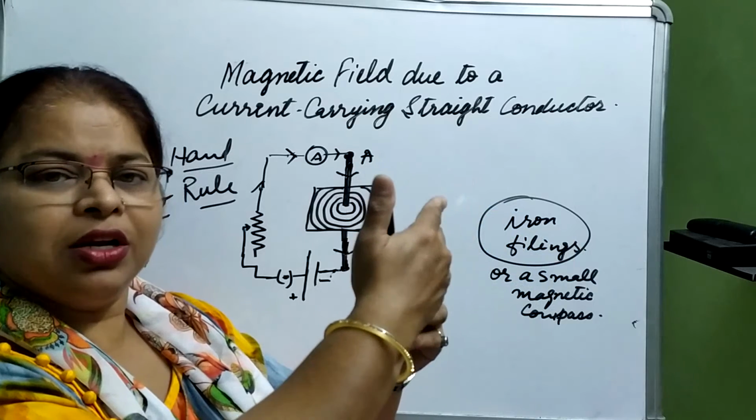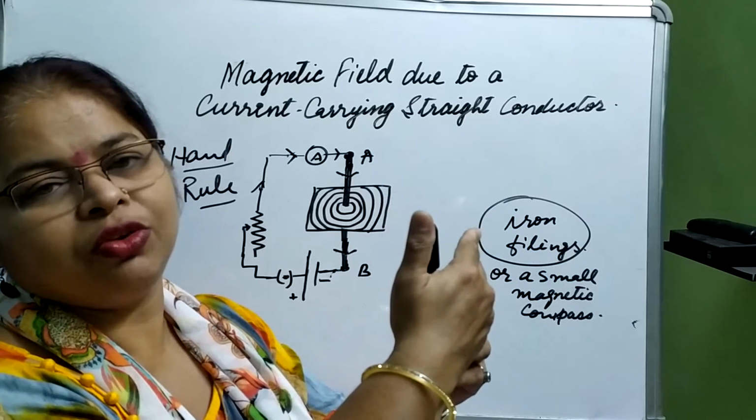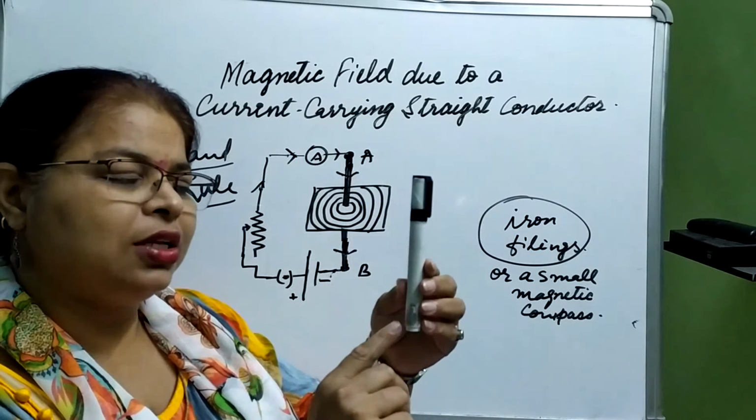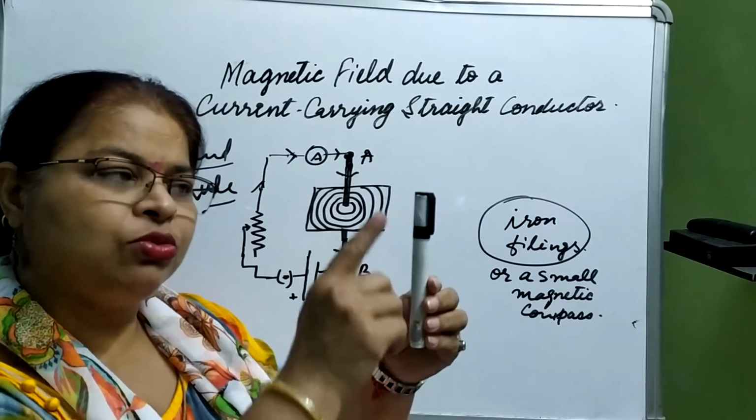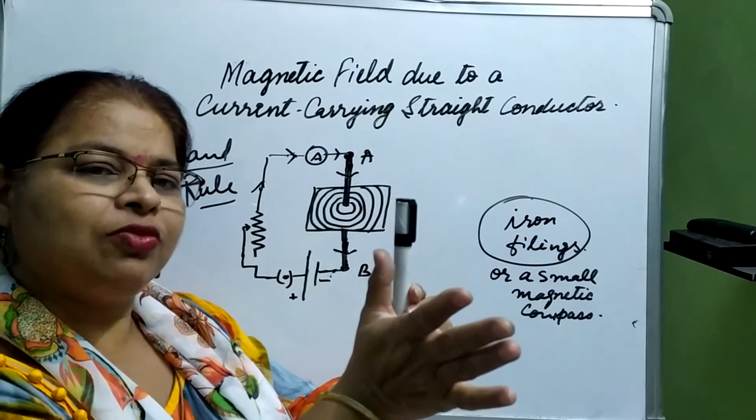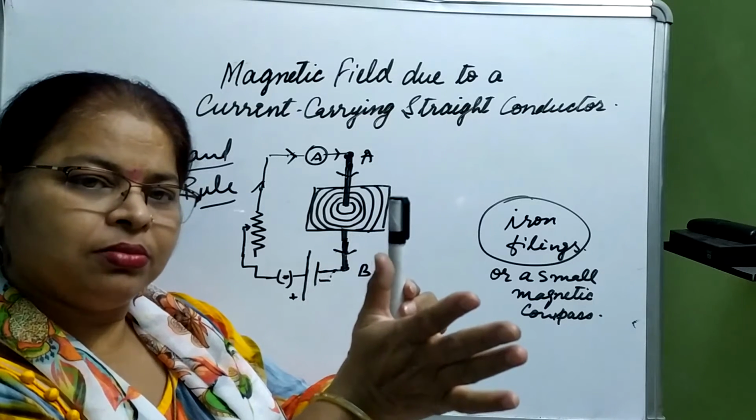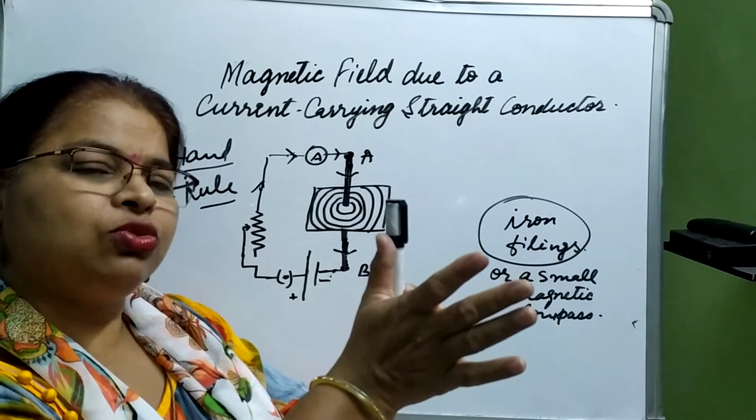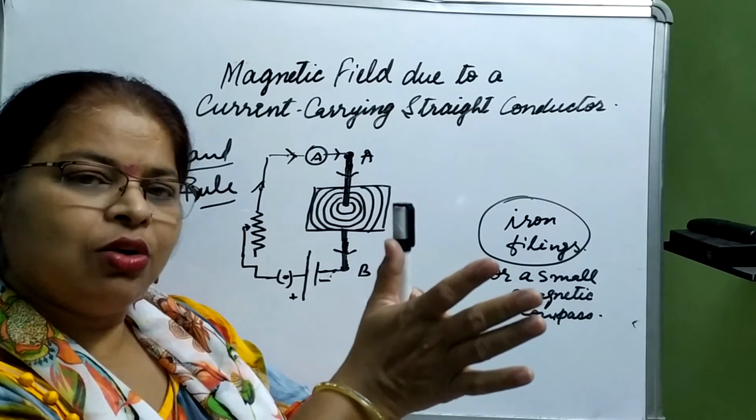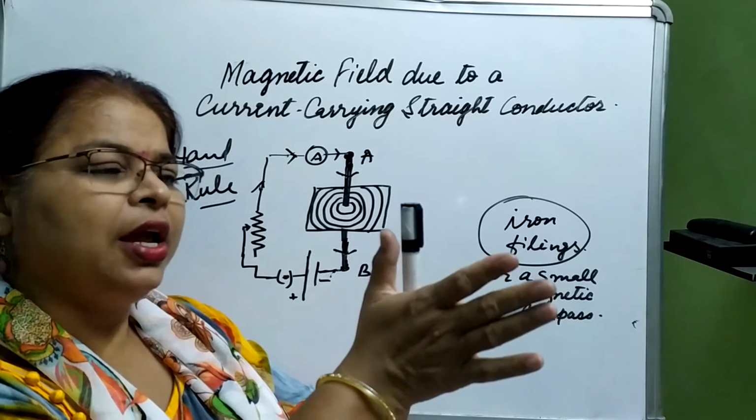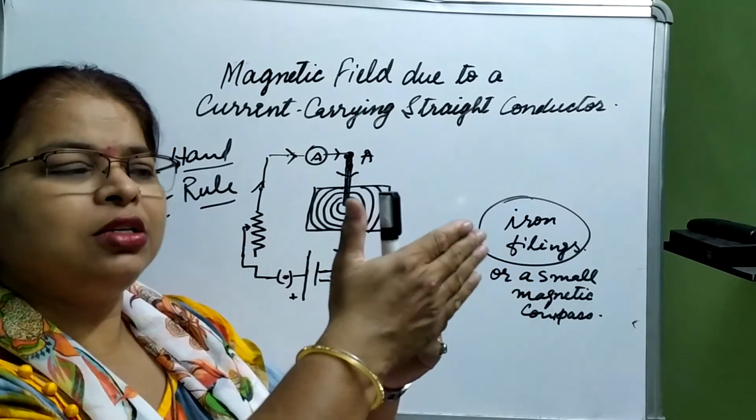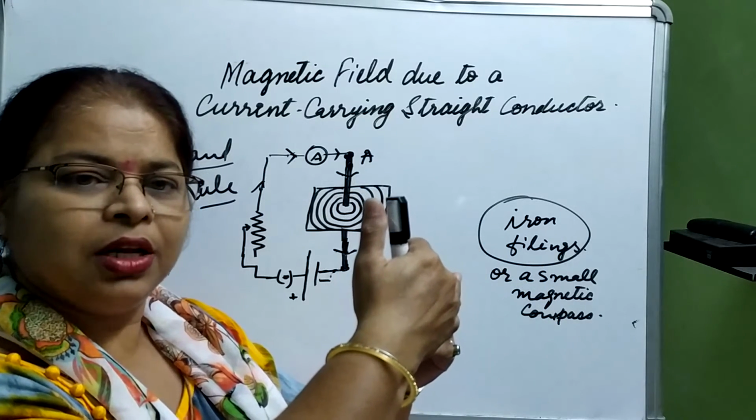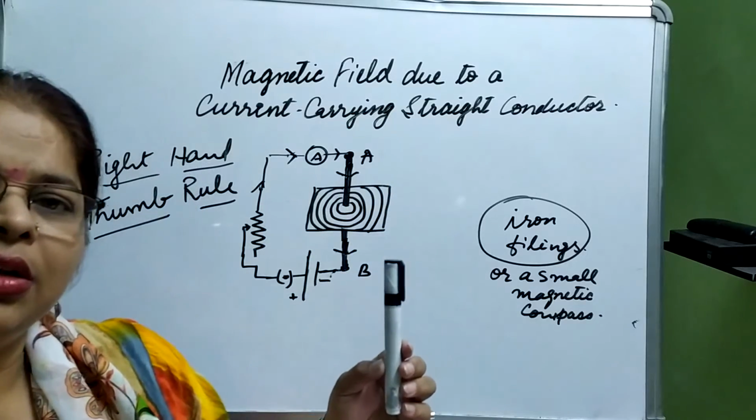So these fingers which are curling will show the direction of the magnetic field. Again, I am repeating: if the current is flowing from bottom to top, the direction of the current is given by the right hand thumb. Now what will be the direction of the magnetic field? It will be shown by the fingers which are curling around this current carrying conductor. Clear? Now let us take another case.